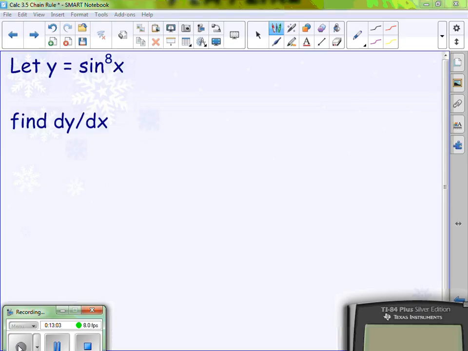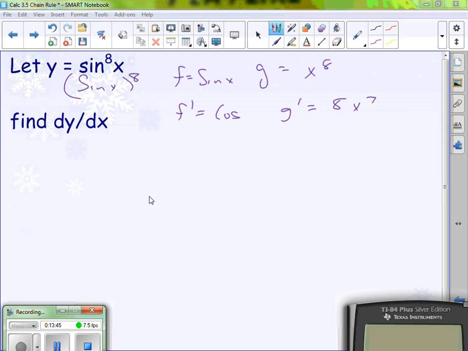All right, we have y equals sine to the 8th power. We're going to find the derivative. The main function, what's happening? This really means sine of x to the 8th. So the main function that's overriding everything is the x to the 8th. The f is going to be the sine. The derivative of sine, cosine, the derivative of x to the 8th, 8x to the 7th.